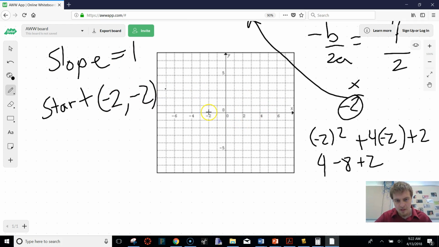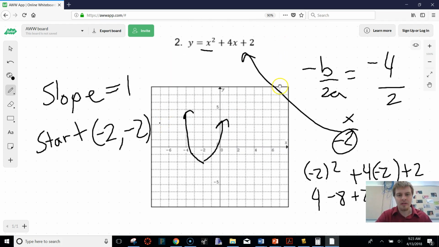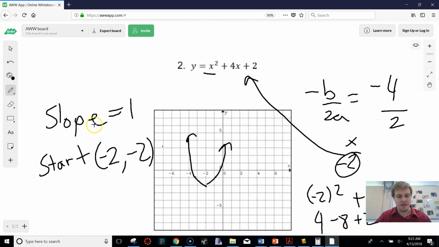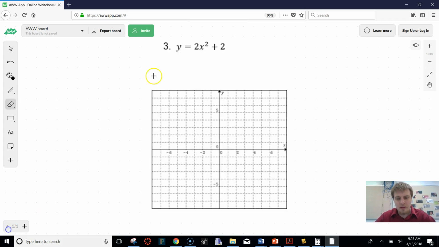So I'm going to go left 2 and down 2 and plot my point right there. Then I'm going to use my slope of 1 and 1 and plot those points right there and draw my U shape. Okay? So again, if you have something in standard form, you need to find the start point and then the slope. Let's try the next one. In this one again, I need to find the start point and the slope.